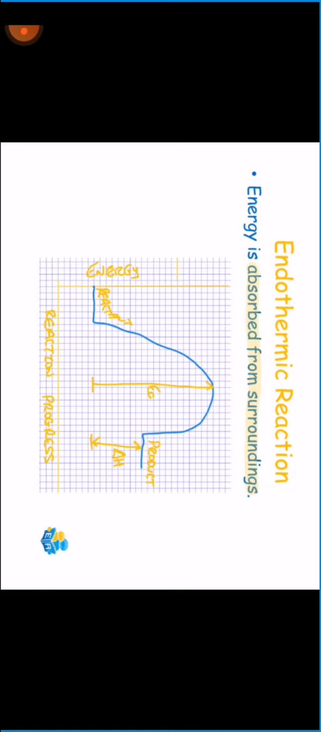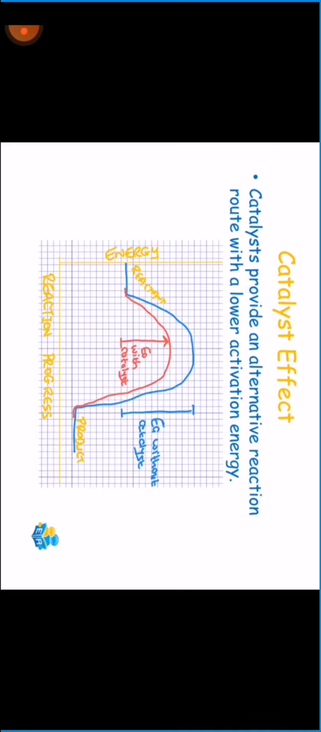The last thing to look at in this video is the effect that catalysts have on our activation energy. Catalysts usually speed up or slow down a chemical reaction without being used up. Catalysts actually provide an alternative reaction route with a lower activation energy.